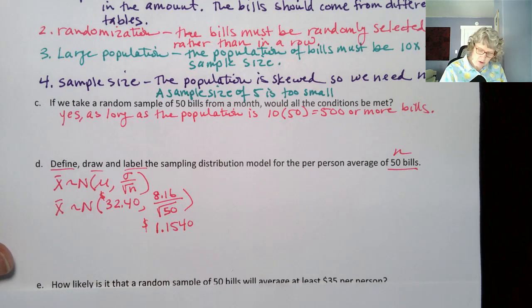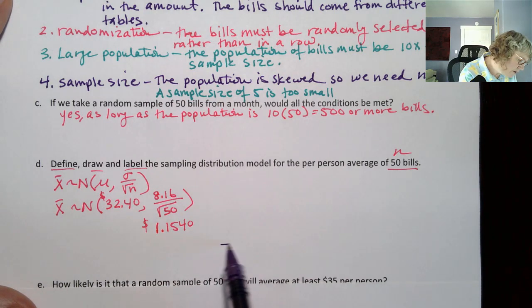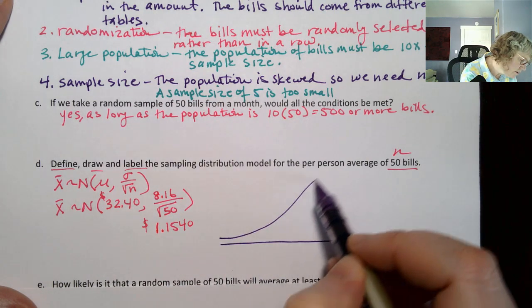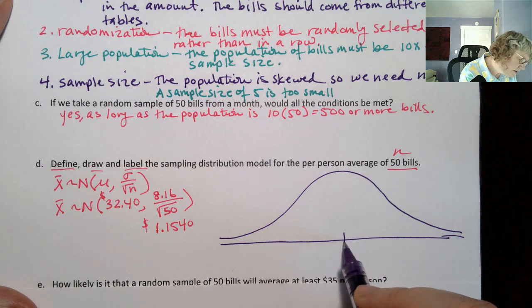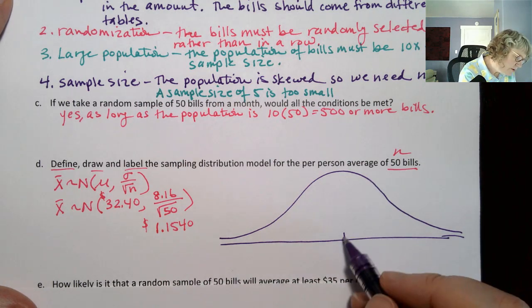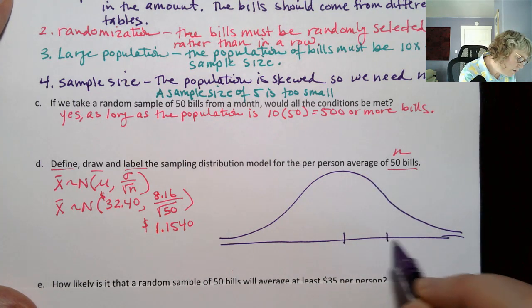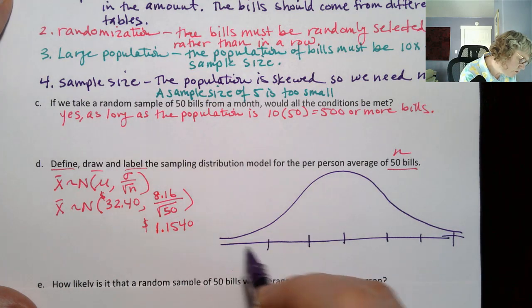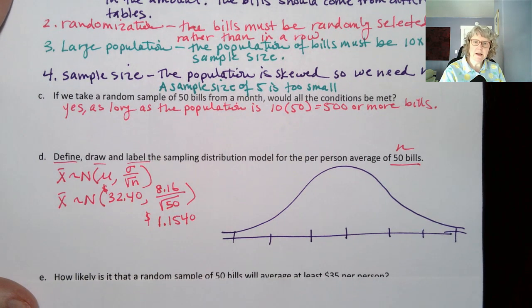Okay, so let's label our model. And now you could put this into StatKey if you want. I'm going to draw it since I don't have it pre-printed on here. Put a tick mark for the mean in the middle. 1, 2, 3, 1, 2, 3. I've got my normal curve like that.